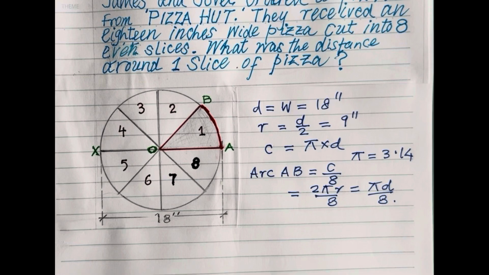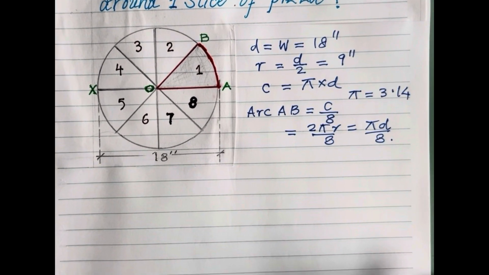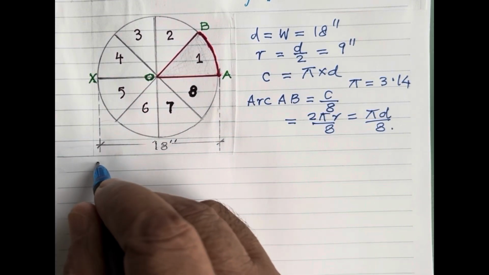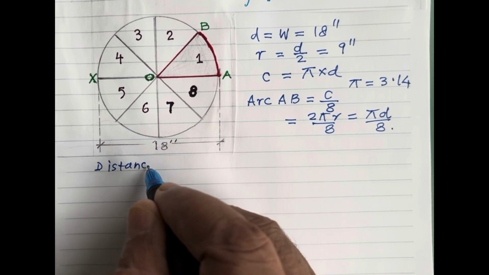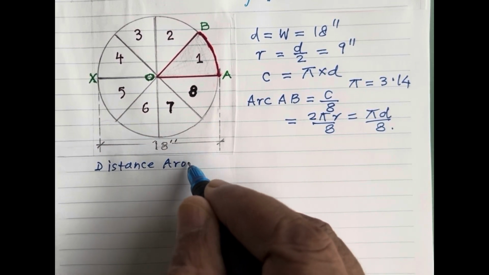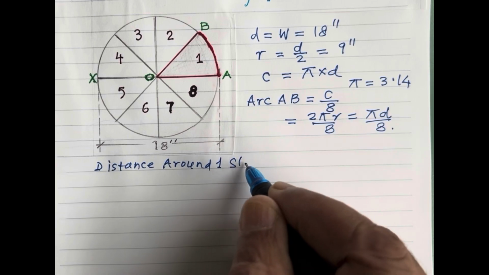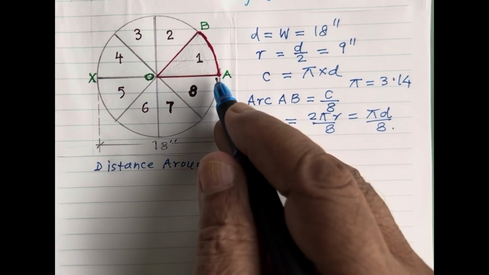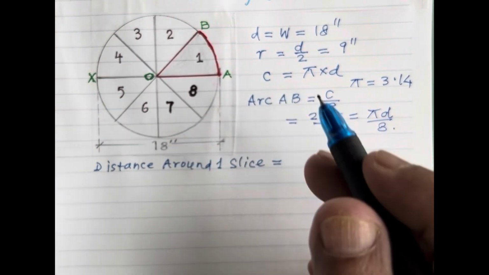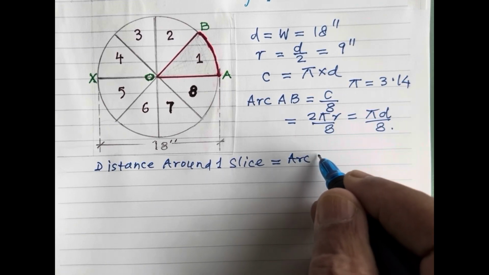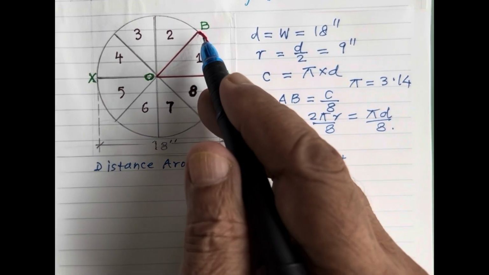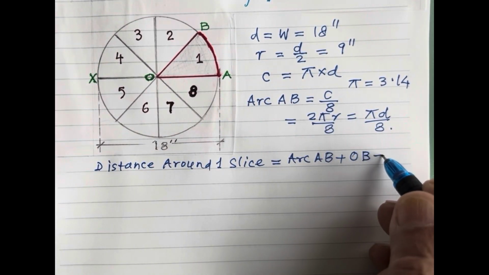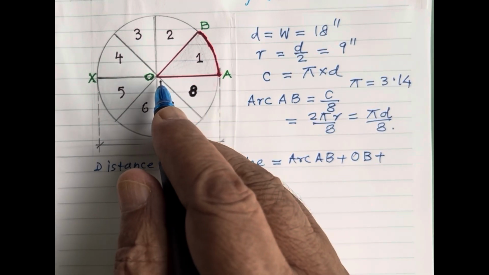So we can say the distance around one slice of the pizza would be equal to, in the figure, arc AB, then the radius OB. One side is the radius OB and the other side is radius OA.